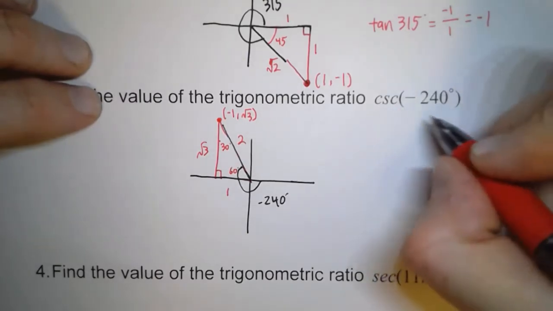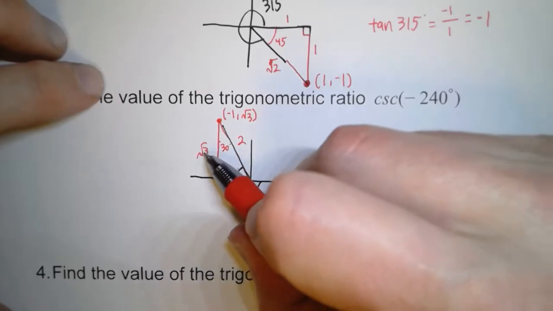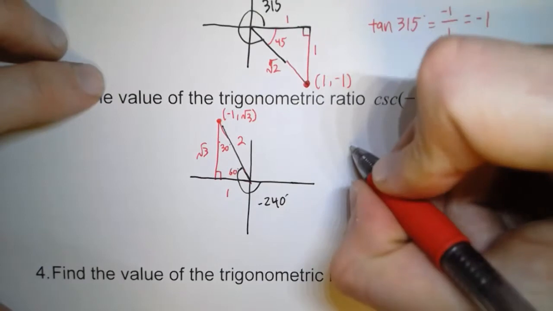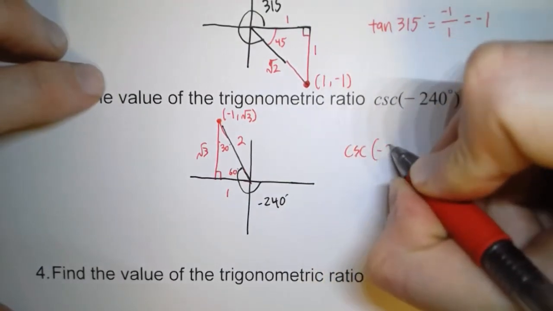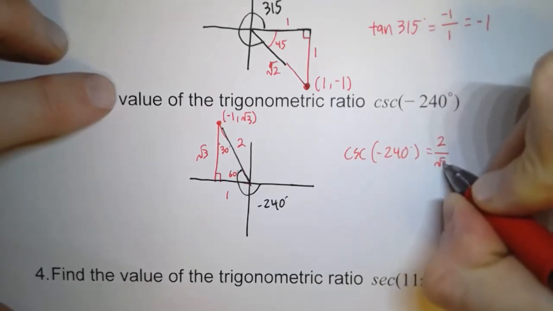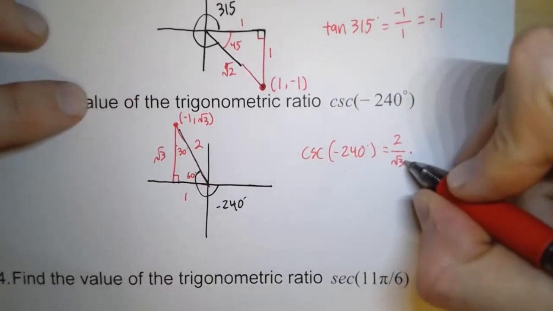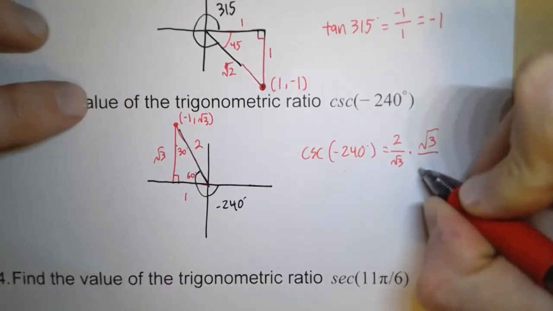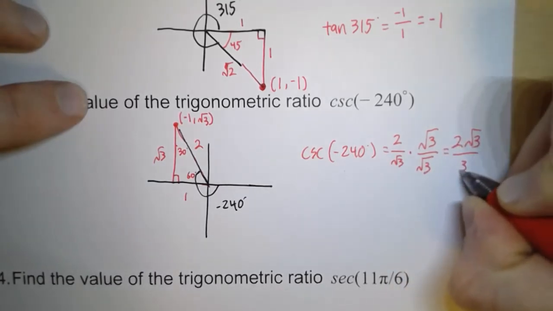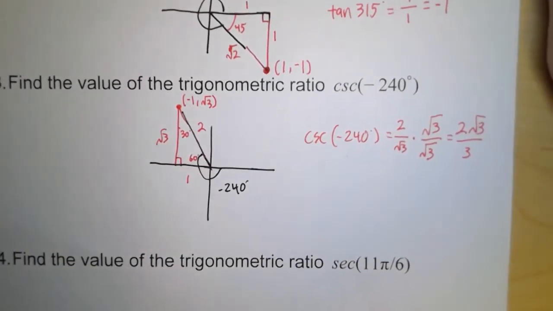All right, so cosecant. Well, cosecant is the reciprocal of sine. And sine is the opposite, or in this case the y value, divided by the hypotenuse, or the distance. So cosecant of negative 240 degrees equals 2 over radical 3. Now if your teacher wants you to rationalize, we're going to get that radical out of the denominator. So we're going to divide square root of 3 by square root of 3. And so we have 2 radical 3 over 3. And so that is our cosecant ratio for negative 240.